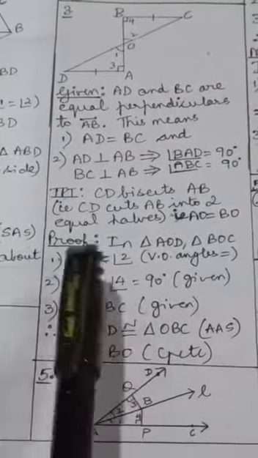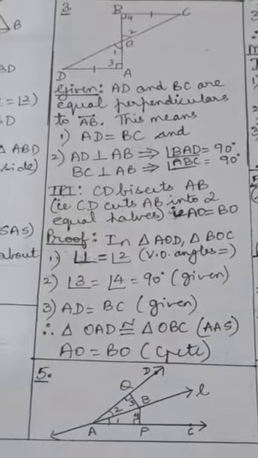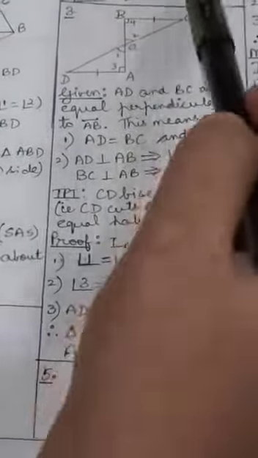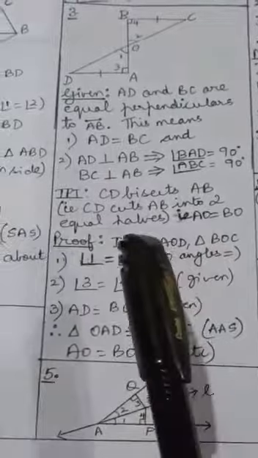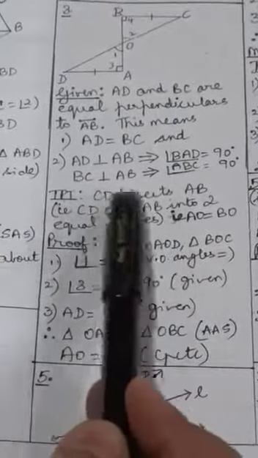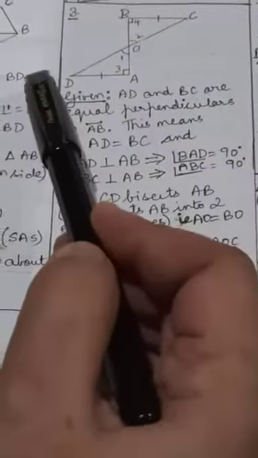Now what do we have to prove? We need to show that CD bisects AB. That is, CD cuts AB into two equal pieces. Bisects meaning dividing into two equal portions. We need to prove that CD bisects the line segment AB.